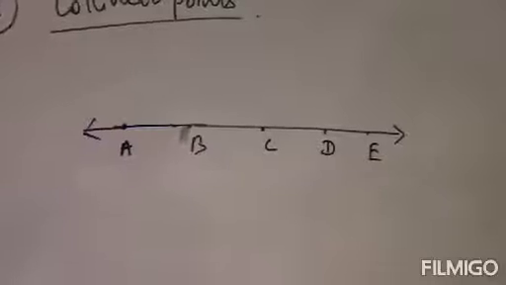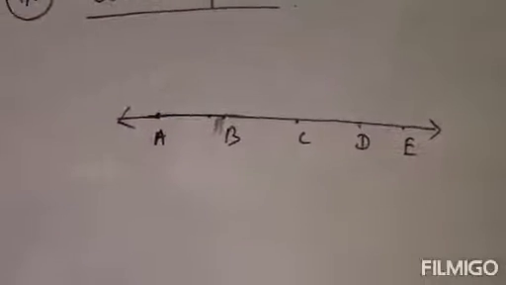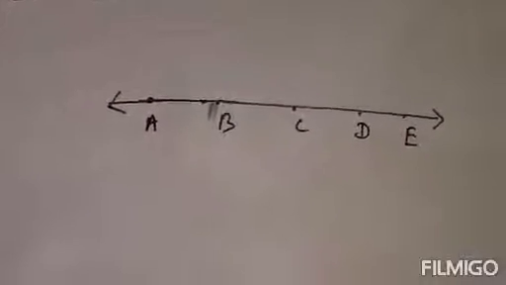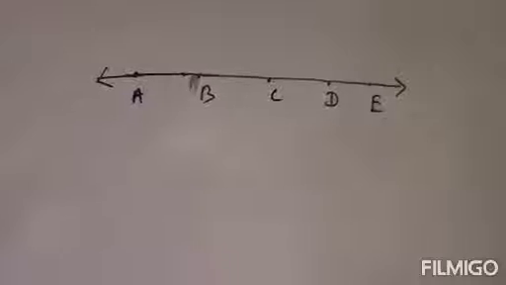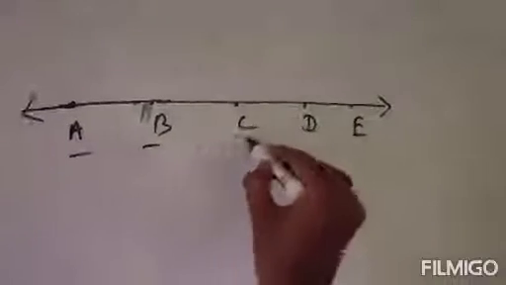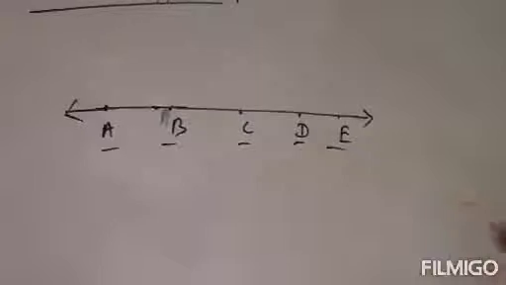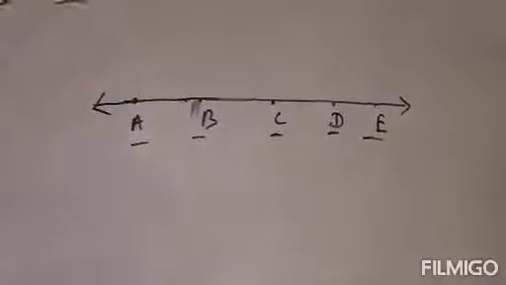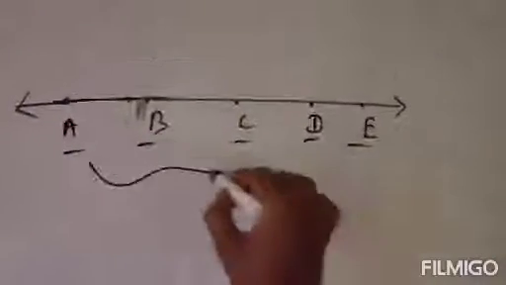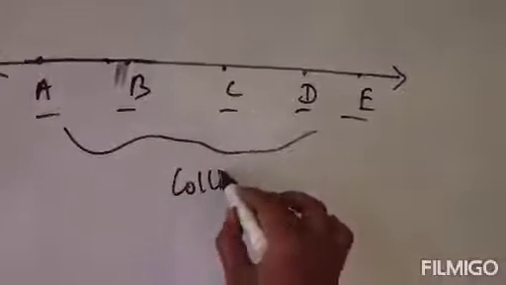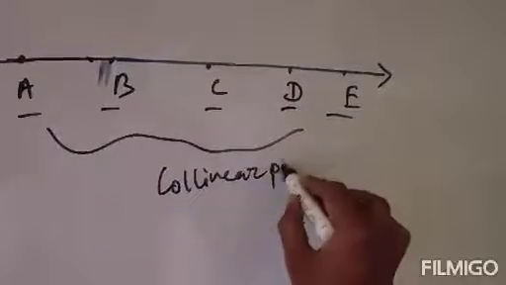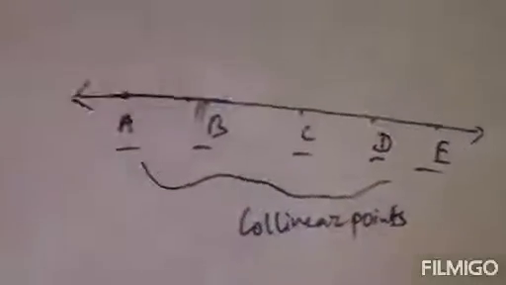Three or more points have to be lying in the same plane, on the same straight line, and they are known as collinear points. That means here point A, point B, point C, point D and point E, all total 5 points are there, and they are lying on the same straight line. So these are known as collinear points.